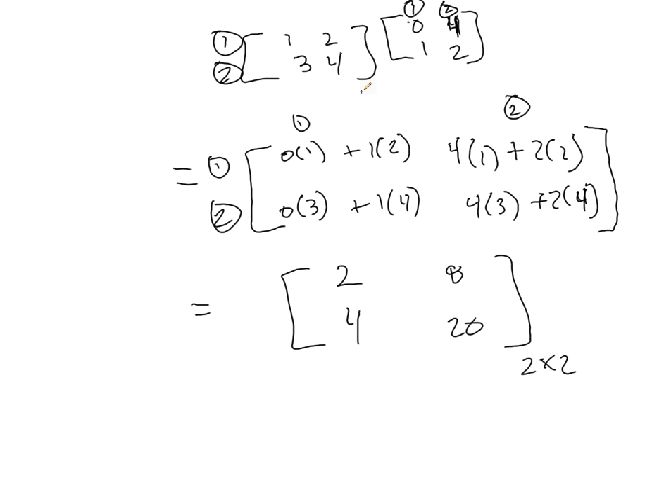So let's make a general result here. If this is a 2 by 2, and this is a 2 by 2, the inner dimensions matched, meaning that the number of columns of the first matrix match the number of rows in the second matrix.